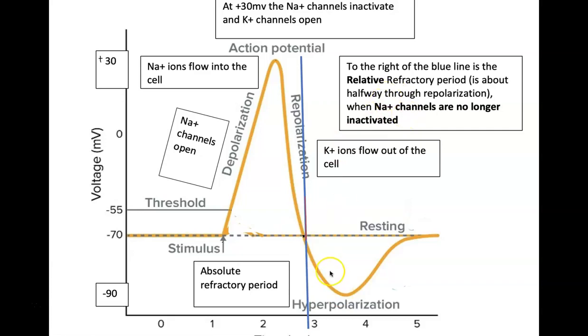And why it's relative is because you can get an action potential, but it's a lot harder than in cells at rest. This part here is called the absolute refractory period because during an action potential, you can't trigger another one. It has to be either hyperpolarized or back to resting in order to trigger a second action potential.